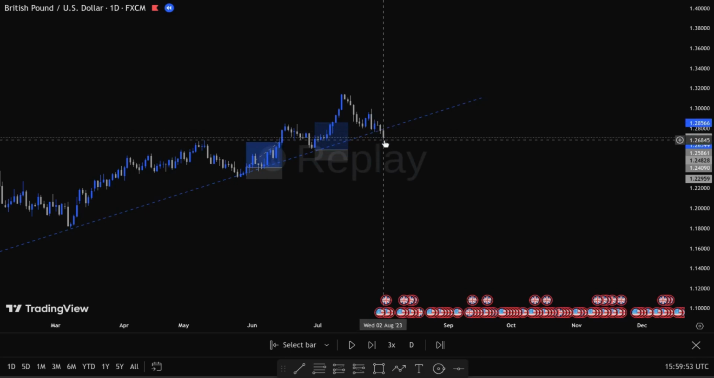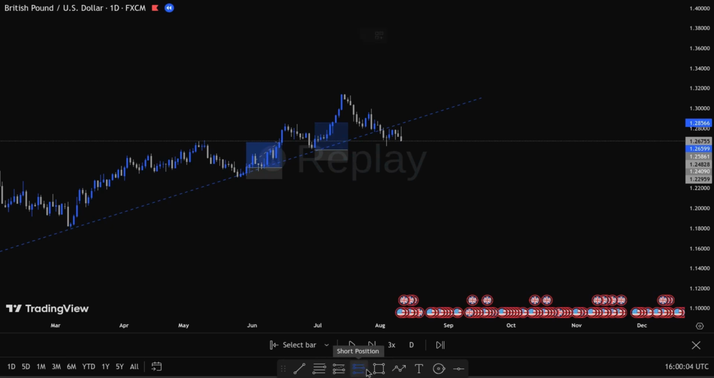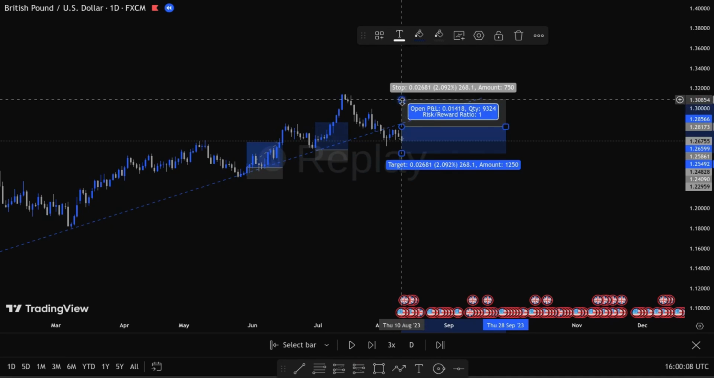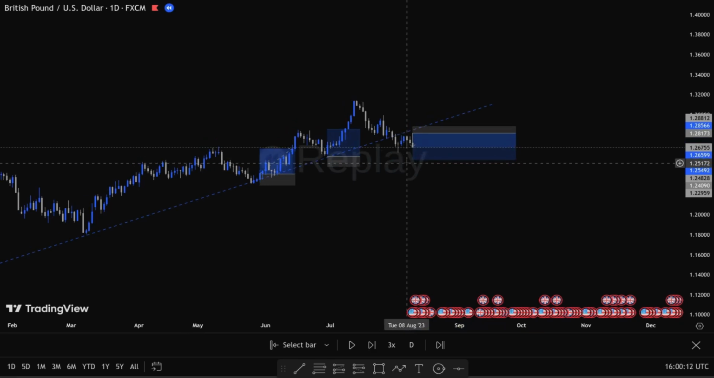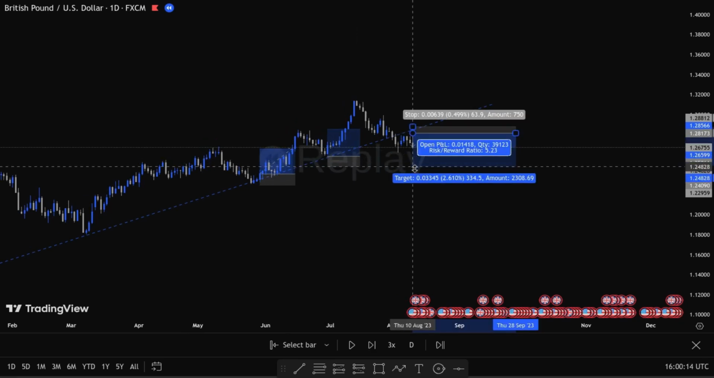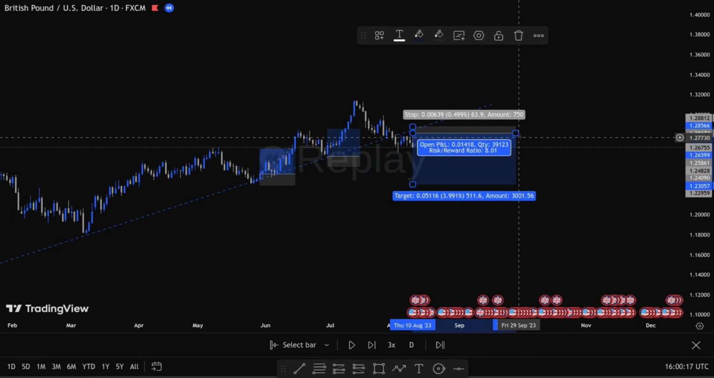So what are we going to be waiting for? We're going to be waiting for price. Let's see what market is going to do, if price is going to come back to test that trend line. So now, yeah, price has retested this trend line, so I'll be going for a short position around here, putting my SL here, putting my TP at the previous low. That is here.